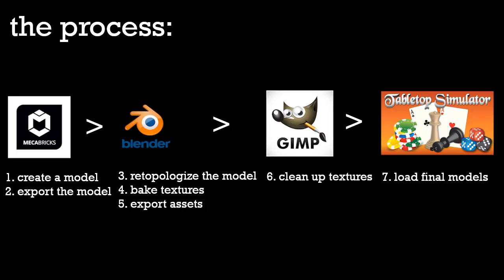First, we're going to generate that model in a program called MechaBricks. Then we're going to export that model to Blender. We're going to retopologize the model in Blender, and we're going to bake textures in Blender. We're going to modify the textures in GIMP if it's needed, and then we're going to load those models into Tabletop Simulator.